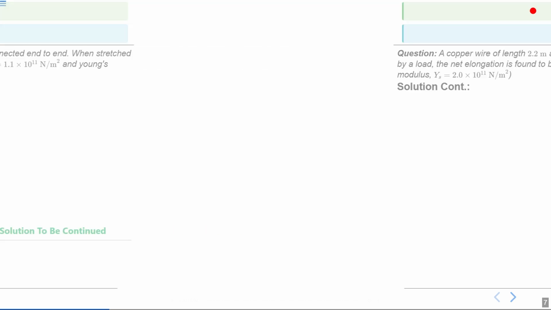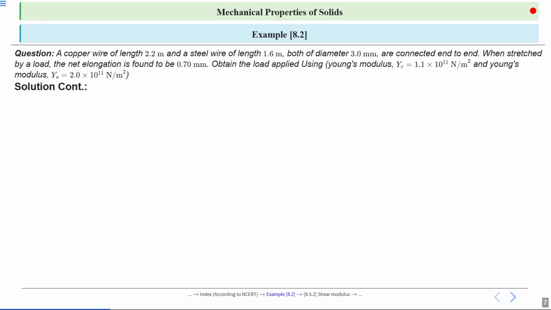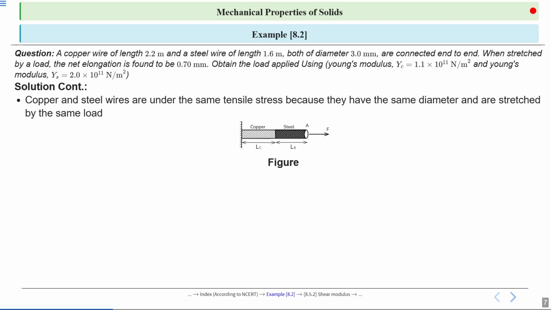Let's continue with the solution. So both wires are under the same tensile stress because they have the same diameter and are being pulled by the same force, that is F. This is important because it means the force is distributed equally through both wires. The figure here helps us visualize how the wires are connected and stretched together. So here end to end means the end of the copper wire is connected with the end of the steel wire. End to end connection means both ends of the steel wire and the copper wire are connected to each other.